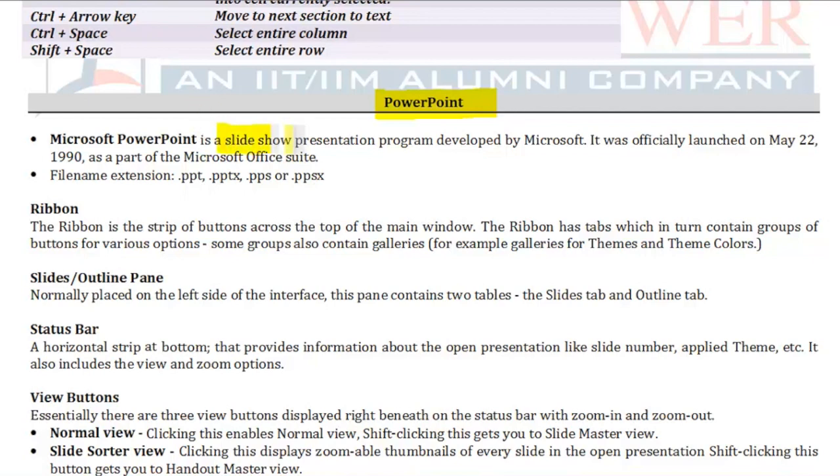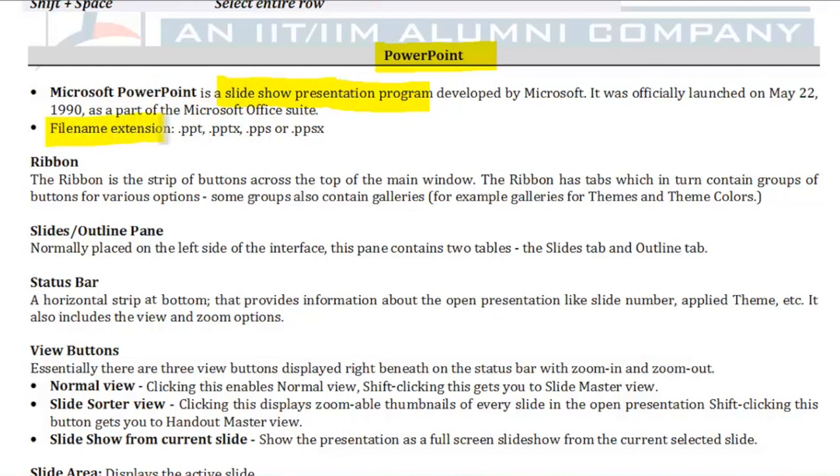It is a slideshow presentation program. The file name extensions of a PowerPoint file are .ppt, .pptx, .pps or .ppsx. Now if they ask you that .ppt is the file extension of which of the following application programs, then the answer will be PowerPoint files. Then we have some terms which are associated with PowerPoint.